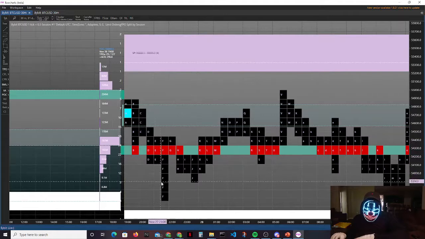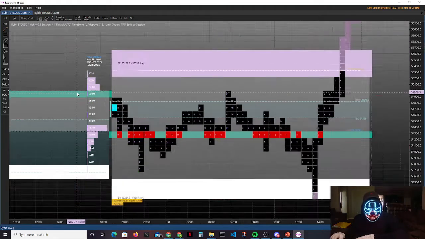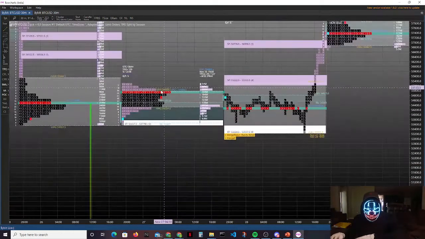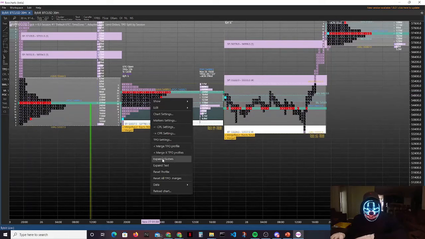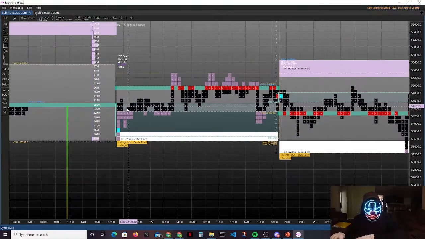Another example, came down, and eventually we attacked the volume point of control from the previous day. Happens almost every day. And then this is a good example of shorting back to the previous day volume point of control.